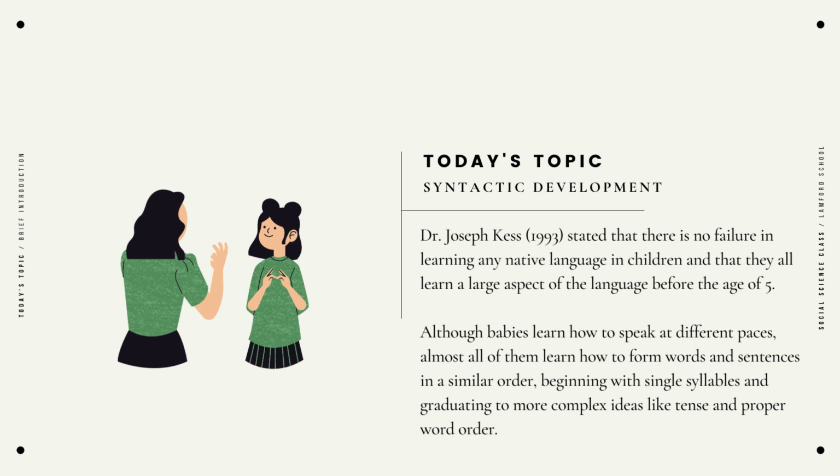And in 1993, Dr. Joseph Kess stated that there is no failure in learning any native language in children, and that before the age of 5, they already learn a large aspect of the language. Even if babies learn how to speak at different paces, there are tons of similarities between them. For example, majority of them learn how to form words and sentences in a similar order, where they start with single syllables and eventually learn how to use things like tense and proper word order.